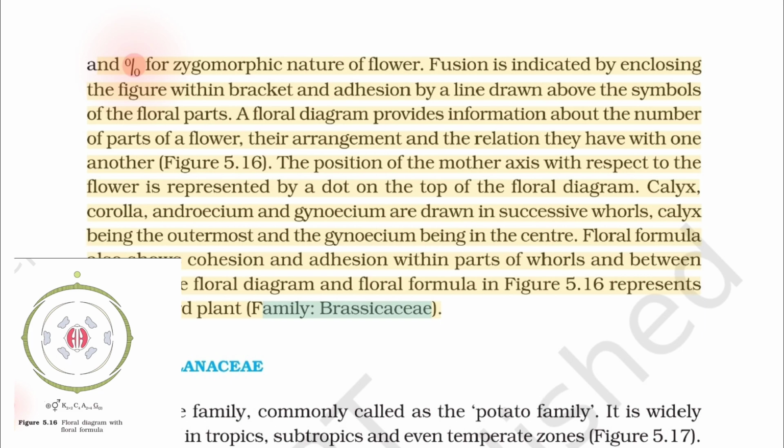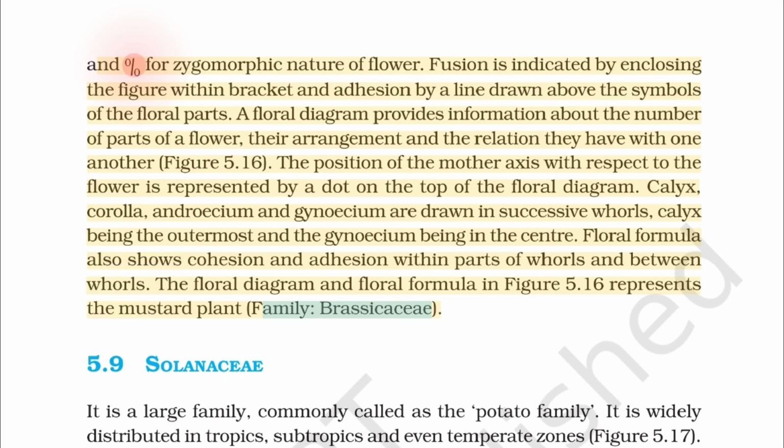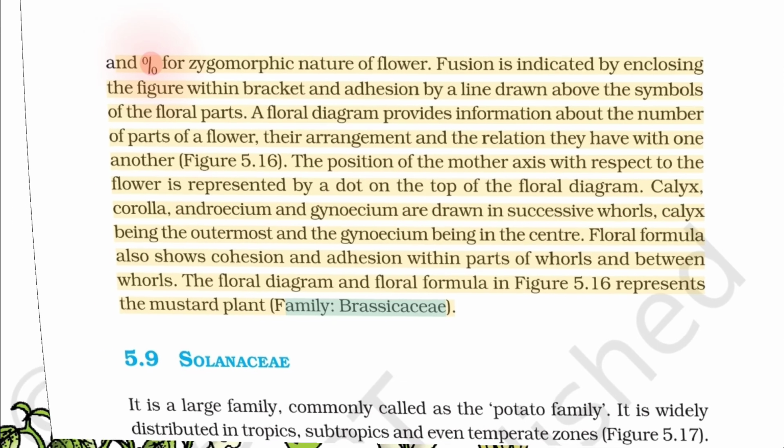The position of the mother axis with respect to the flower is represented by a dot on the top of the floral diagram. Calyx, corolla, androecium and gynoecium are drawn in successive whorls, calyx being the outermost and the gynoecium being in the center. Floral formula also shows cohesion and adhesion within parts of whorls and between whorls. The floral diagram and floral formula in figure 5.16 represent the mustard plant family, Brassicaceae.